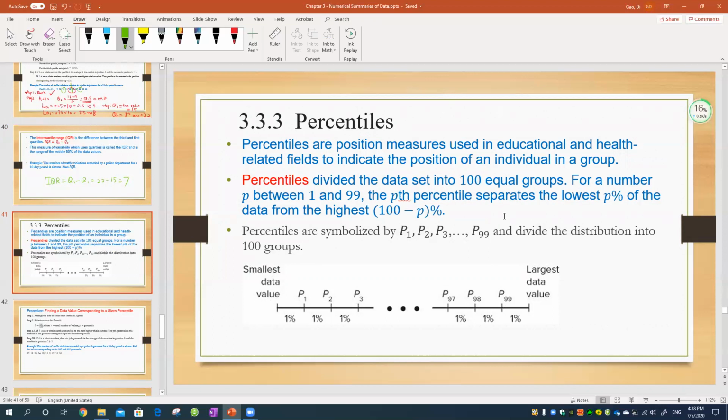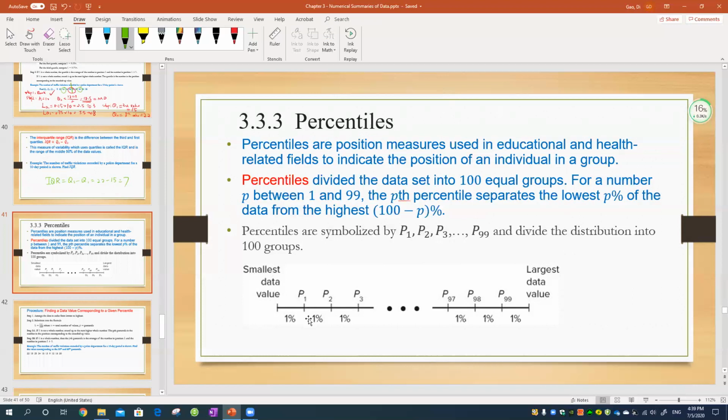So percentiles divide the data set into 100 equal groups. For a number p between 1 and 99, the pth percentile separates the lowest p% of the data from the highest 100 minus p%. So percentiles are symbolized by P1, P2, P3 up to P99, and they divide the population into these 100 groups.